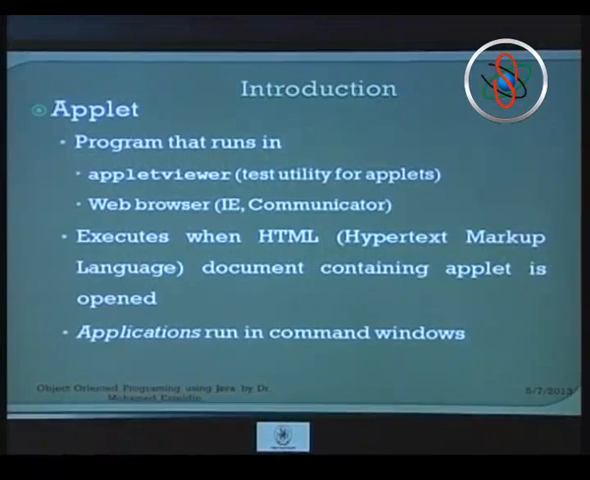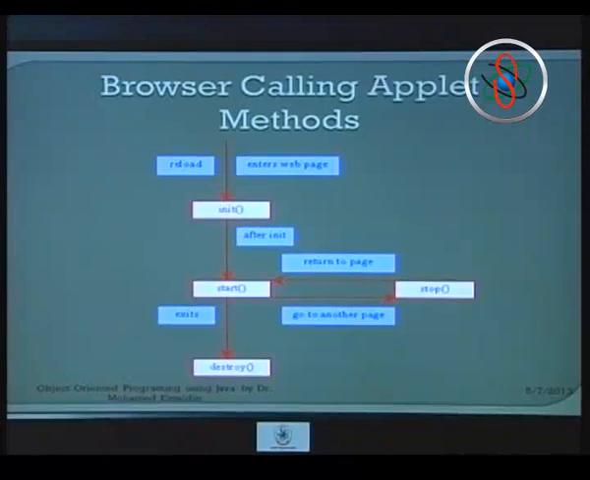Actually, an application is going to run in the command window, while an applet is going to run in a graphical user interface. And this is the browser calling applet methods. Here there are so many methods; I'm going to speak about them in detail. This is when we are browsing and calling an applet. Here there are methods like reload, init for initiate, start, stop, and destroy.